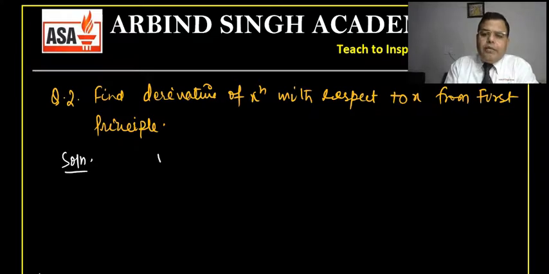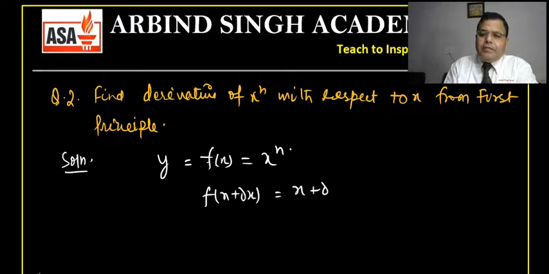Here y is equal to f(x) is equal to x to the power n. So f(x plus delta x) is equal to (x plus delta x) whole to the power n. We can write it, isn't it? So this is first and this is second.